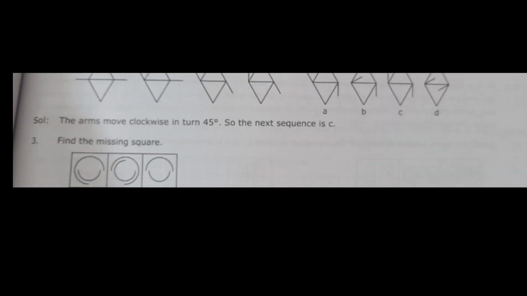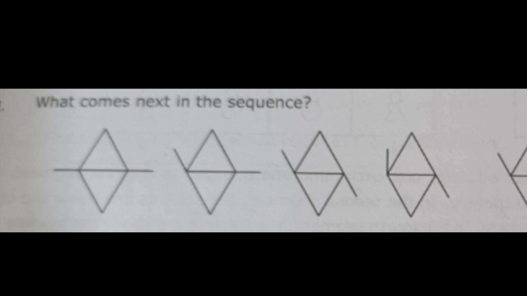Now let's see the second example. What comes next in the sequence? Here we can see a plain line, then a tilted line, then tilted at both ends, and then highly tilted at the next end. We have to find out whether these arms, which are tilted, are moving clockwise by 45 degrees or not. So what comes next in the sequence?